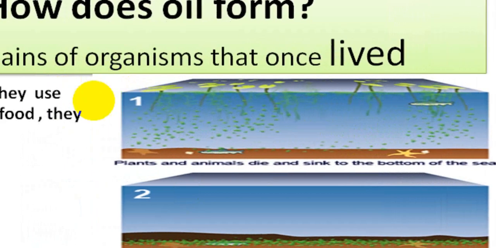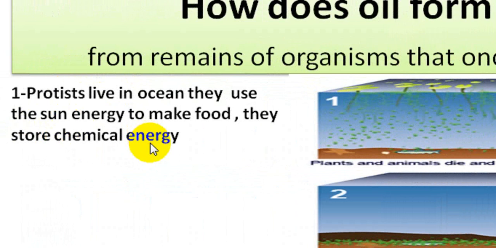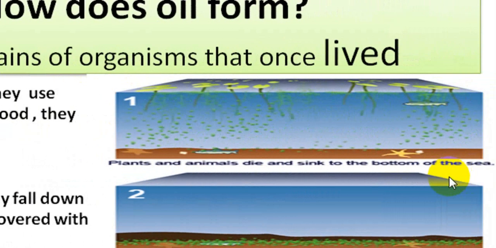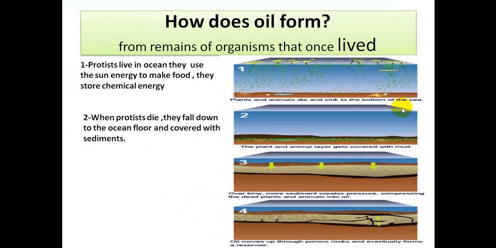Protists live in the ocean. Protists, as we said, are a kind of organism. They live in the ocean. They take sunlight. They make photosynthesis exactly like plants. The difference is that they are single-celled organisms, and they live on the top layer of the ocean. They have energy, chemical energy.